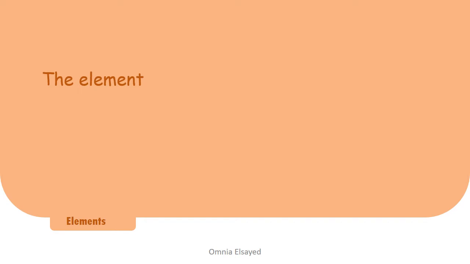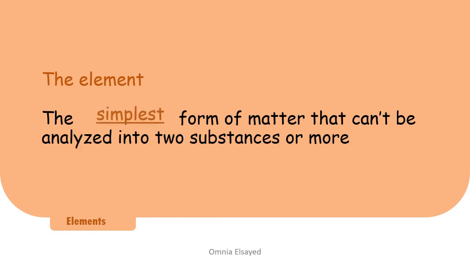What's the meaning of element? Element is the simplest form of matter. It can't be analyzed into two or more substances. So, element is the simplest form of matter.